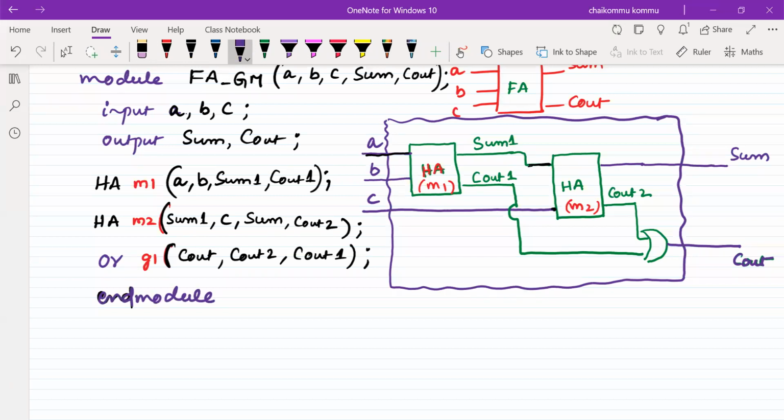Writing the program is similar to that of gate level modeling only. But in gate level modeling we use the gate primitives, whereas in structural modeling we use the components. So it is the interconnection of the components. That's what we have to remember. I hope you understood this programming language.